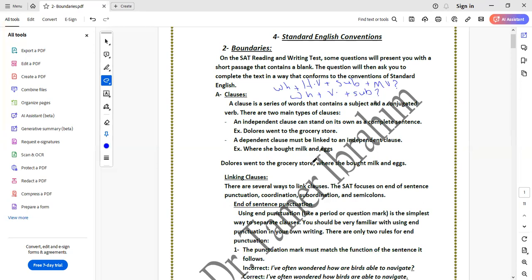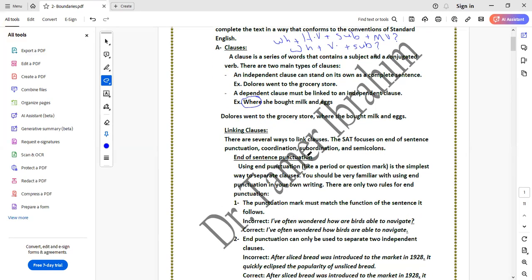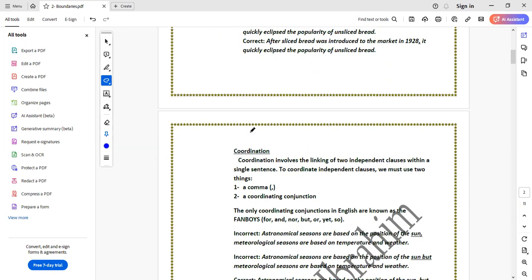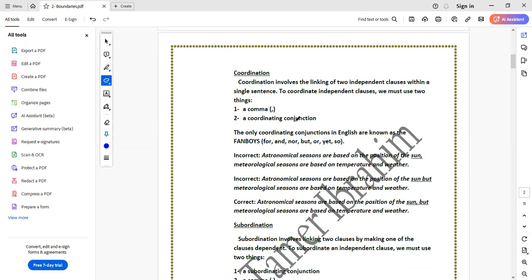Also, you have to know that the clause consists of subject and verb, but we have two kinds of clauses: independent and dependent. Independent has subject and verb and gives us a complete thought. Dependent starts with a subordinate conjunction or a relative pronoun. It has subject and verb, but it will not give a complete thought alone. How to link? We talk about how to link two independent clauses.